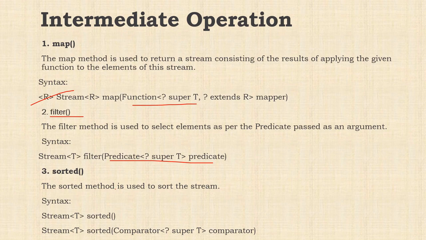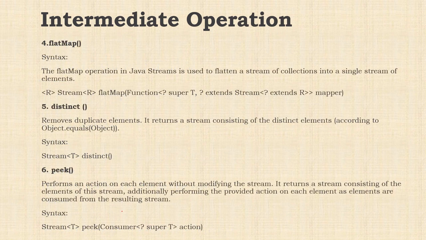And sorted: the sorted method is used to sort the stream, and inside it takes a comparator. Like the flat map method, it is also an intermediate operation. For flattening your object, we use this flat map. Basically we use this flat map for one to many mapping.